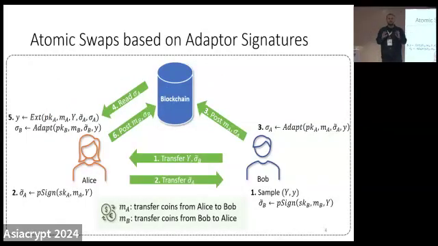Now let's get to a little more practical application. Let's see how we can use adapter signatures to do atomic swaps on blockchains. So now we have Alice and Bob.